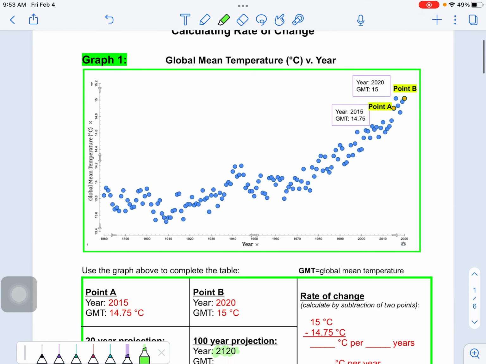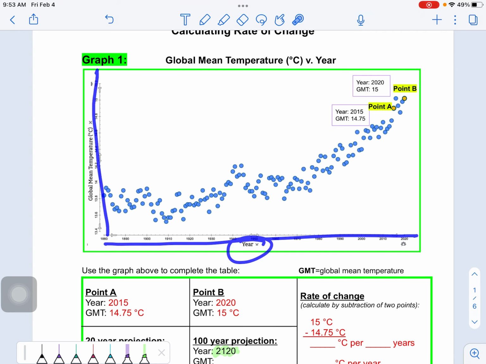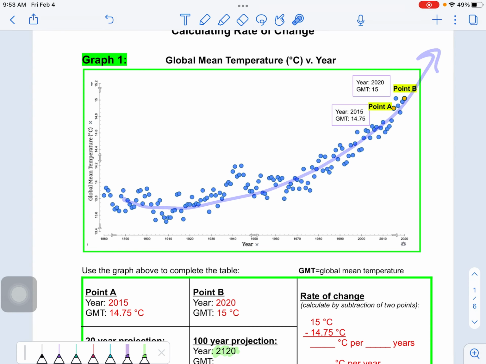So first thing we want to recognize, we of course have our x-axis down here, that is the year. We have the y in this example is global mean temperature. So we're seeing that average temperature of the earth in degrees Celsius. And when we look at the trend of our graph, we of course see it's going up, it's increasing.